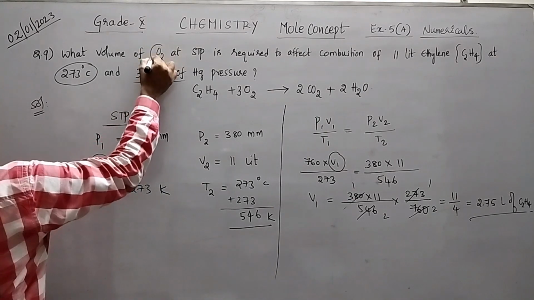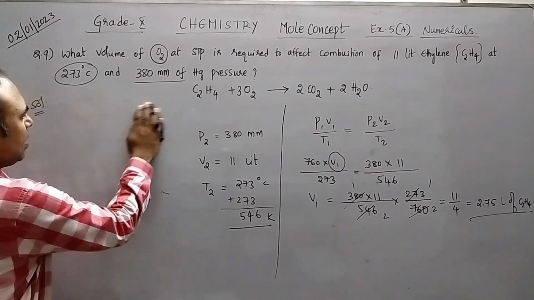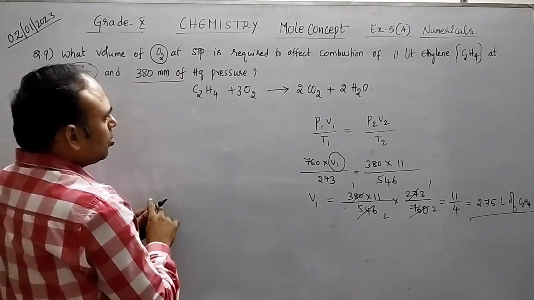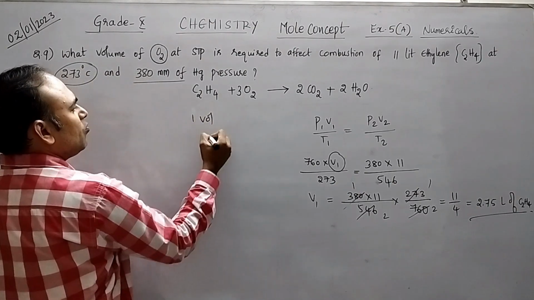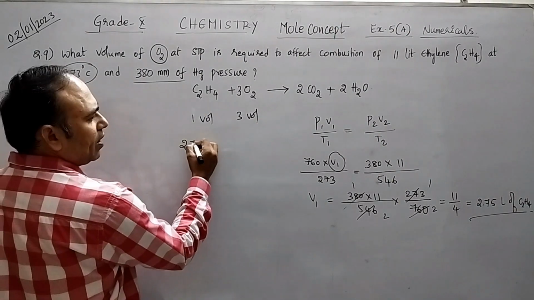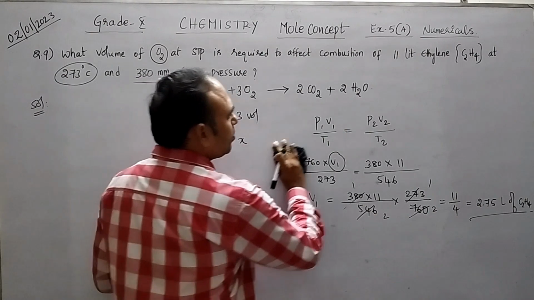But the question is, what is the volume of oxygen required? Now let us substitute this. Hope you have understood. I'll erase this. So we are given 1 volume of ethylene, so this is 3 volumes of oxygen. So for 2.75 liters, now take it as X.